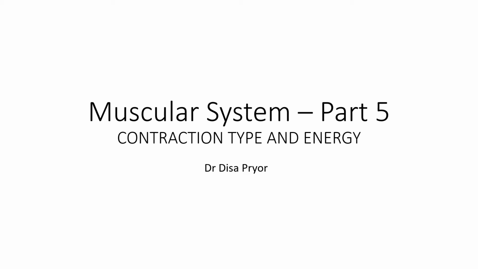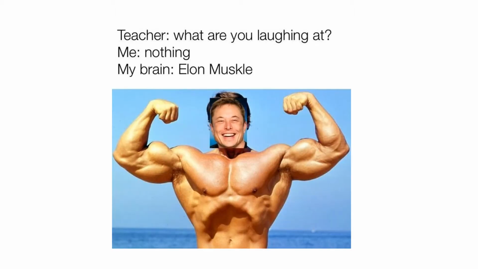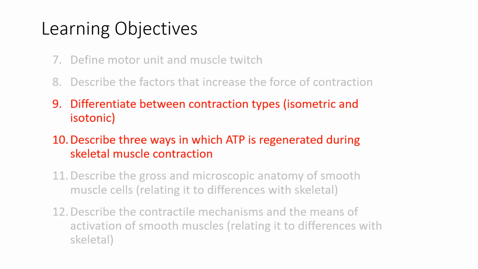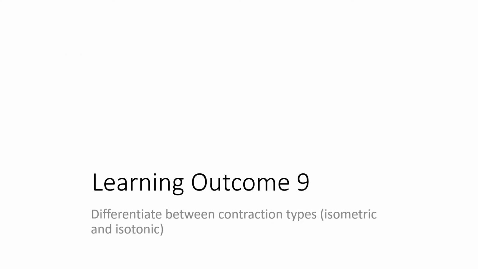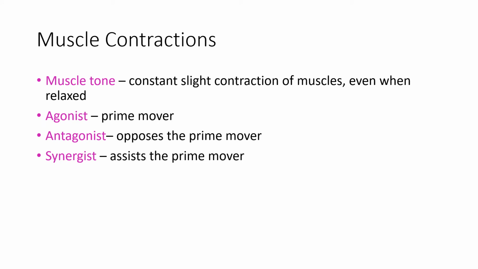So part 5 of the muscular system, we're going to be looking at the contraction types and how we get the energy. So some more terminology.